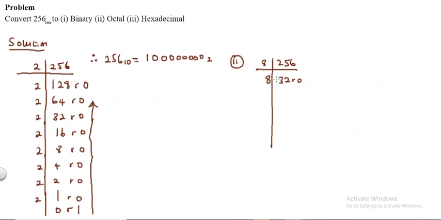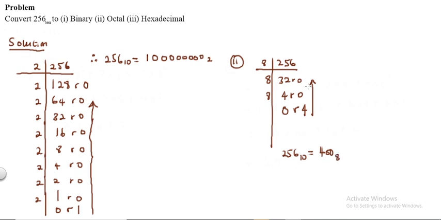From here, we do it again. 32 divided by 8. That's 4, remainder 0. And then we go again. 4 divided by 8. Since we cannot get any 8 from 4, we simply say 0, remainder. We bring this 4 down. So this will be 4 here. Then we pick the numbers from the bottom to the top. This would simply mean that 256 base 10 is equal to 400 base 8.